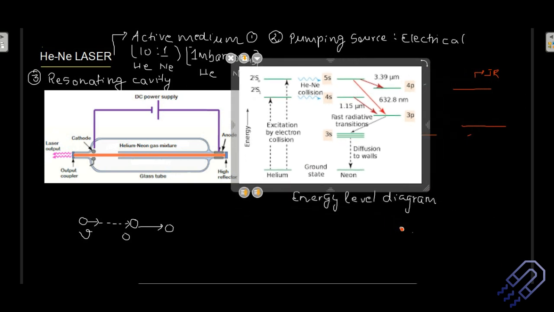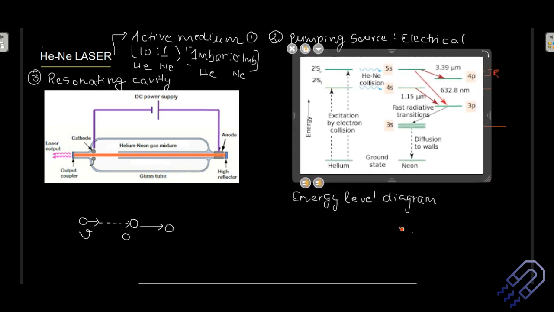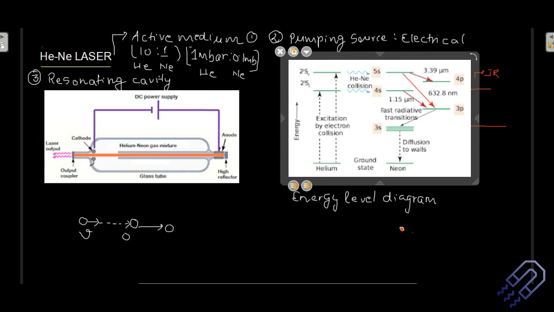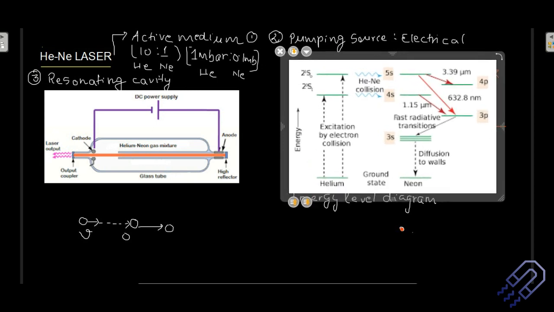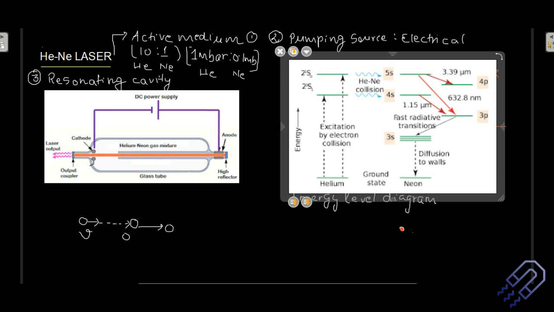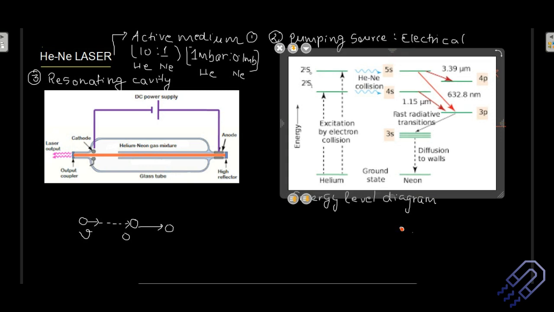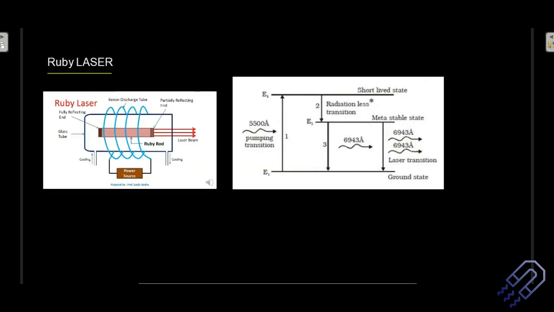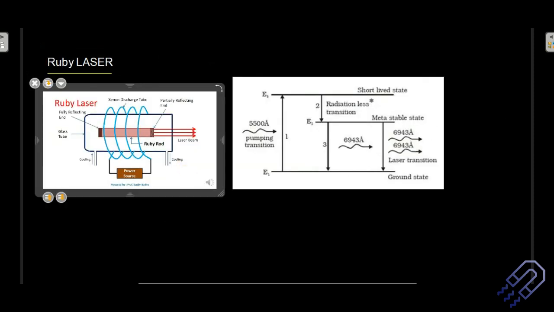When you are explaining the laser action, you should concentrate on the energy level diagram, and if you are able to explain the energy level diagram properly, that should be enough for your working principle. So that's very important. So that's how a helium neon laser works. A similar explanation can also be taken up for ruby laser. Let's have a very quick run through.